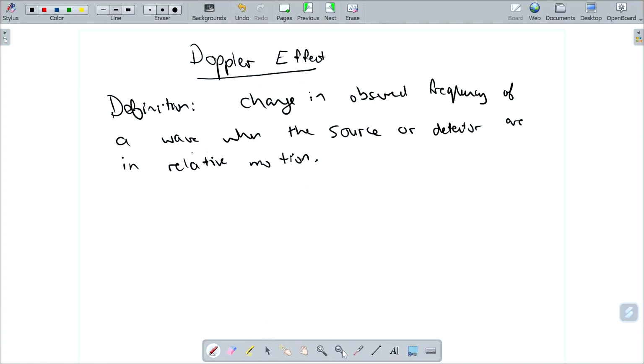Today we are going to start the topic of the Doppler effect. The Doppler effect is defined as the change in the observed frequency of a wave when the source or the detector are in relative motion.